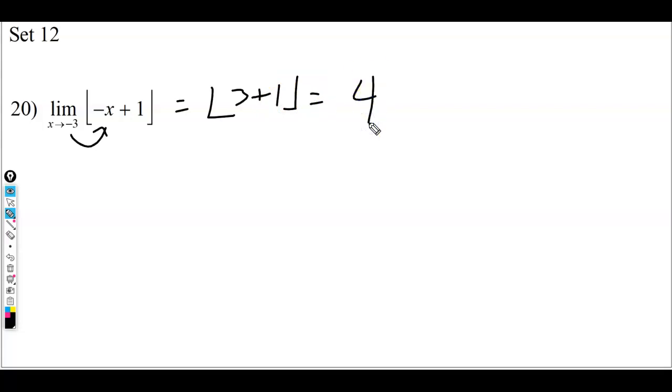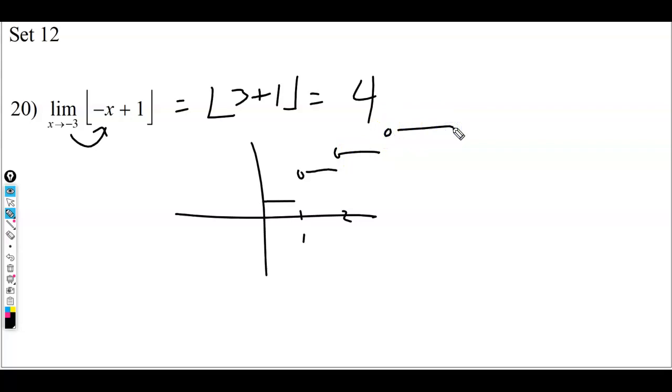But here's the problem. The step functions are not continuous at integers. When you graph them, they look like this. They stay at one number until they get to an integer like 1, and then they jump up to another one. And then at 2, they jump up to another one, and they jump. So since we're trying to find a limit of a step function at an integer, the limit's not going to exist. But I want to show you why the limit doesn't exist by using a table, okay?